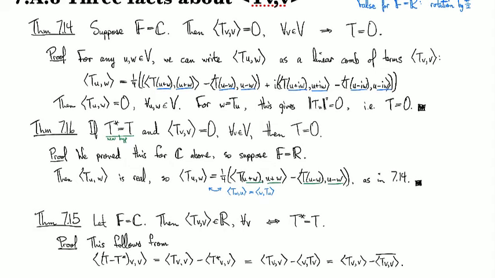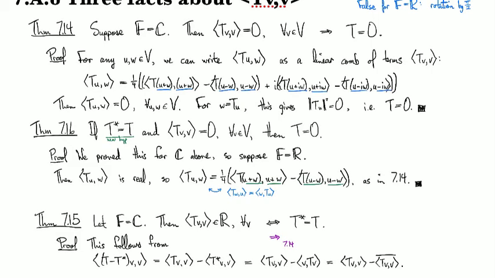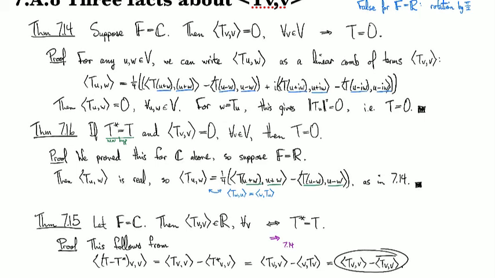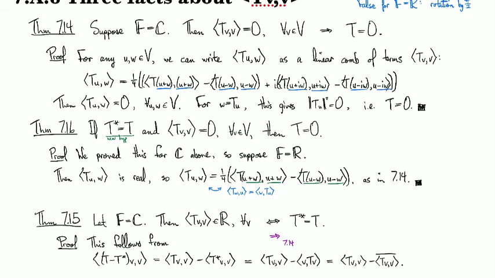Okay, and so the forward direction right here is going to use 7.14 from what we saw before, because now if it's always real, then this is always equal to 0, which means T is always equal to T star. That's by 7.14. And then if we go back in the other direction, if T star is equal to T, then the left side of this expression is equal to 0, which implies that the right side of this expression is equal to 0, and hence TVV has to be real.